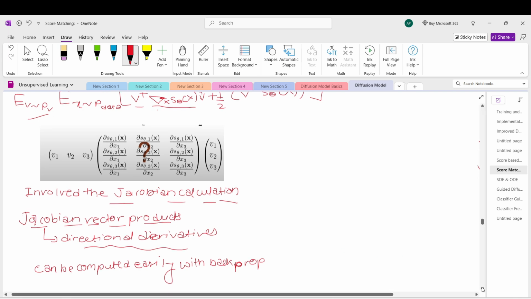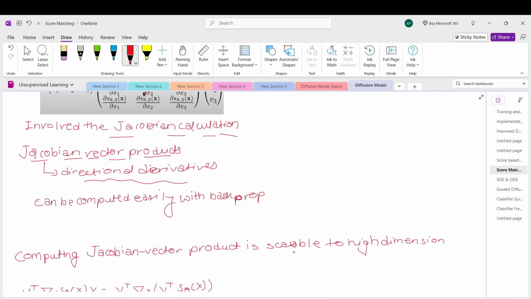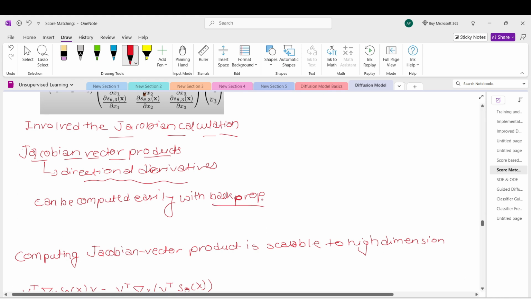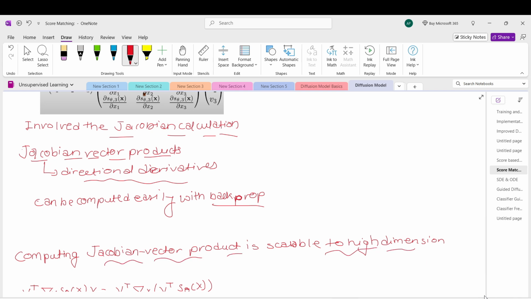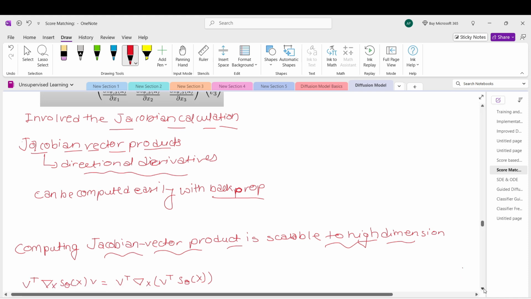And this is actually easy to compute, as you will see as we go. It can be easily computed with backpropagation. Computing the vector Jacobian vector product is scalable to high dimensions. So how is it scalable? We'll see.